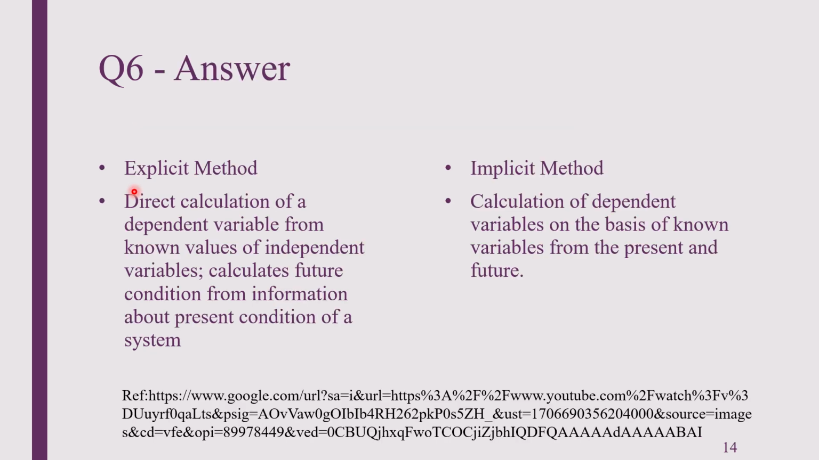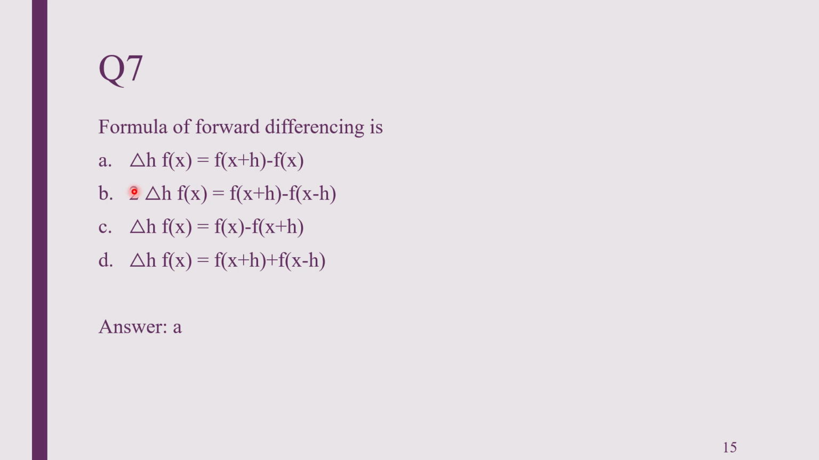We'll go to question 7. In question 7, it is asked: the formula of forward differencing is, option A, delta h times f of x is equal to f of x plus h minus f of x; option B, 2 times delta h times f of x is equal to f of x plus h minus f of x minus h; option C, delta h times f of x is equal to f of x minus f of x plus h; option D, f of x times delta h is equal to f of x plus h plus f of x minus h.